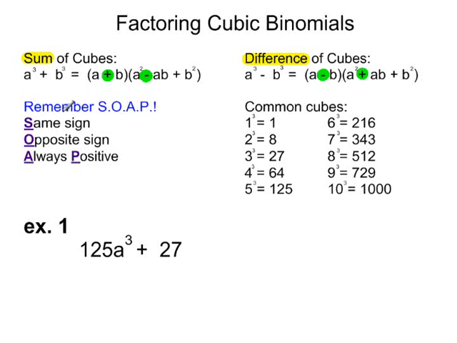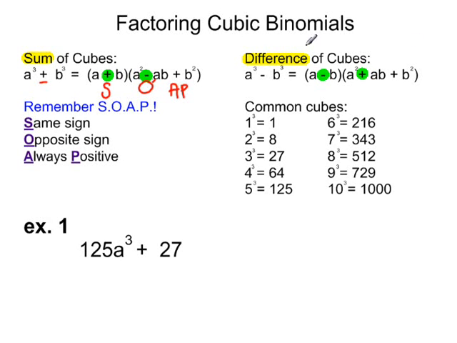So let's look at our sum of cubes. S stands for same sign. So if we look at the sum, we start with a plus sign, which means that our first sign in our answer is going to be the same. So if you start with plus, the first sign is a plus sign. O stands for opposite sign, and the opposite of plus is minus. And AP is always positive, and that means that the third sign, no matter if you start with the sum or a difference, it is always going to be positive.